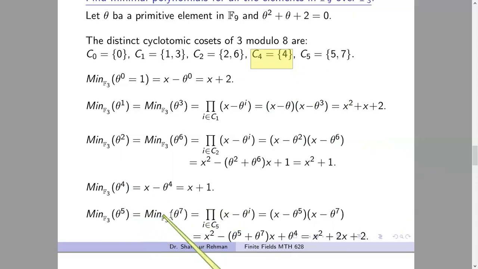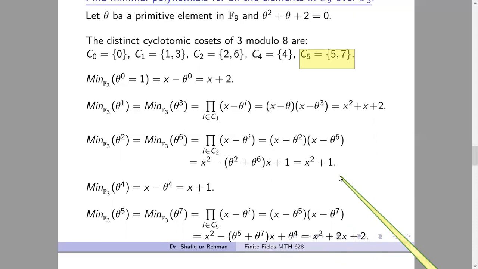Similarly for theta 5 and 7, because they have the same cyclotomic cosets, in the formula we will write C5, and by putting the values of 5 we will get this product, and after computation we get theta 5 plus theta 7 equals to 1, and therefore minus 1 equals to 2, so we get this polynomial, and theta 4 equals to minus 1, that is also 2. So in this way we will get the minimal polynomial for all the powers of theta by using the minimal polynomial of theta.